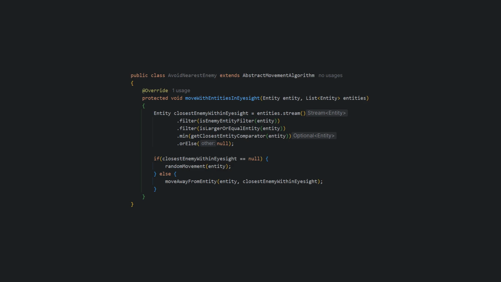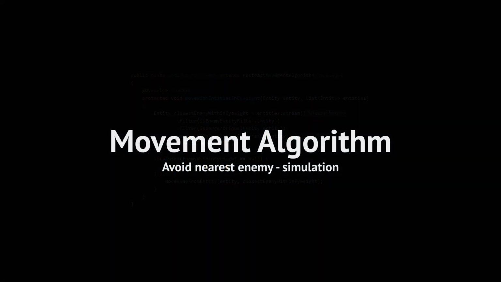But before we get into that, the code for this movement algorithm is virtually the same as the move towards the nearest enemy algorithm except for two lines. First, the filter is smaller entity filter changes to is larger or equal entity because we now want to avoid larger enemies rather than seek smaller enemies. Secondly, the move towards entity changes to the method move away from entity because again, we want to move away from the closest enemy we find rather than towards it. That's it. Just those two lines of code need to be changed to have the entities avoid instead of seek.